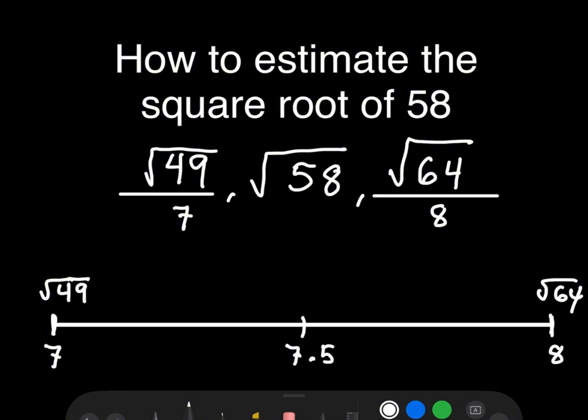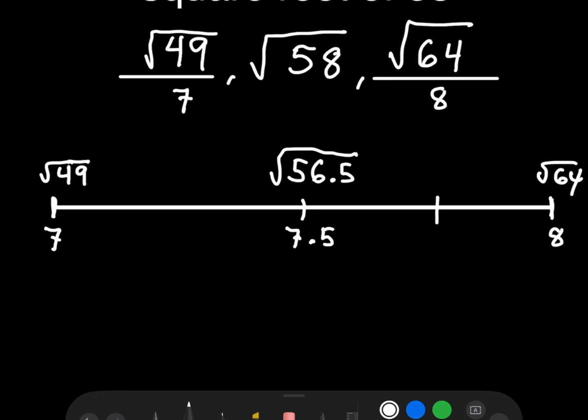So let's take the middle point between the square root of 49 and the square root of 64, and that is the square root of 56.5. All you have to do is subtract 64 minus 49 and then divide it by 2. And then after that, get the midpoint between 7.5 and 8, and that is 7.75.